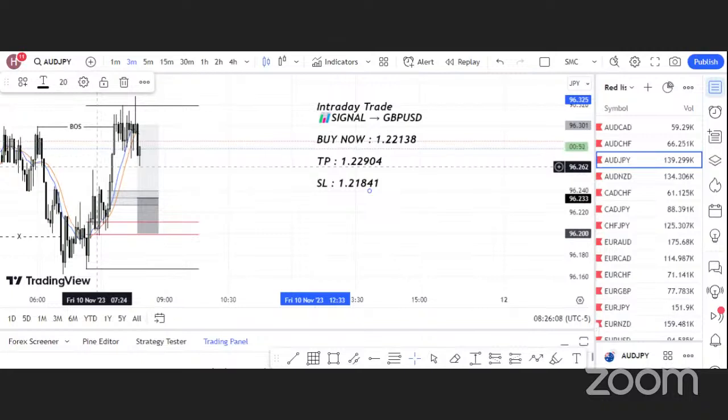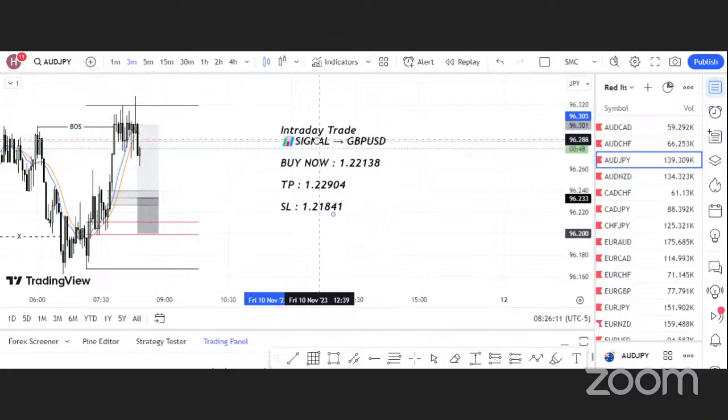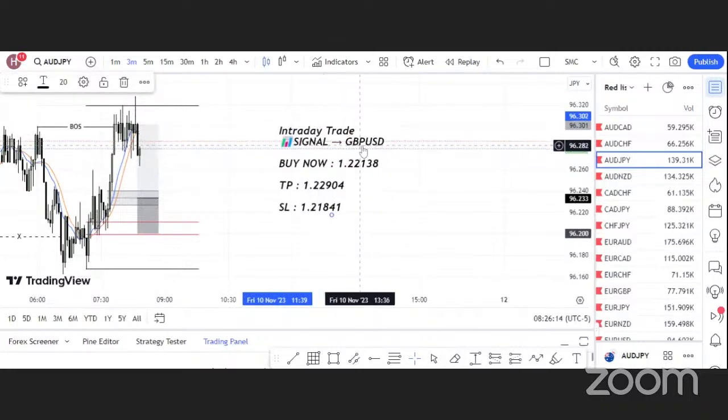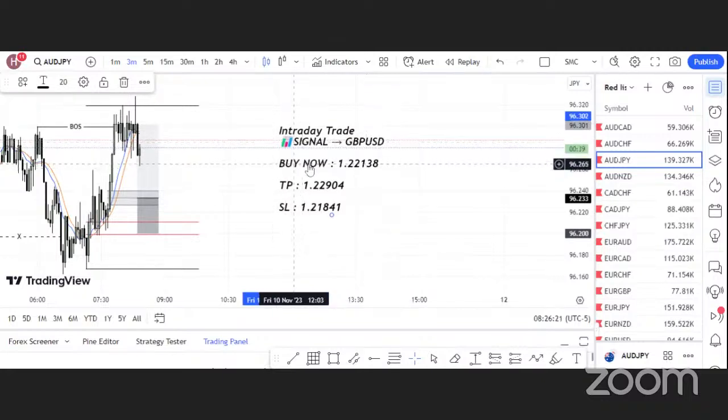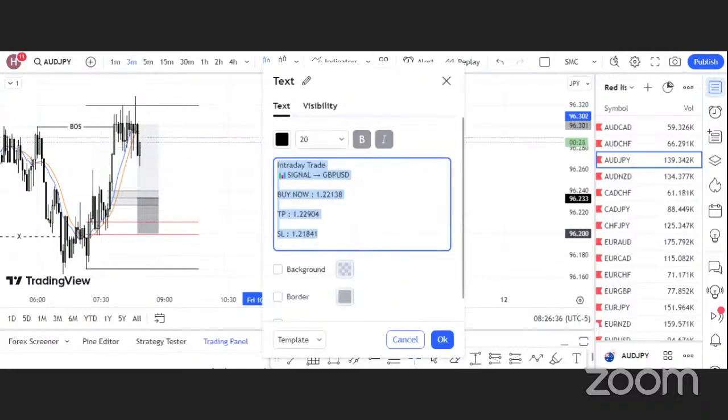I'm sure you've seen this before, where you see signal. Then you have your pair. It can be GBP, USD. It can be Euro, JPY, whatever it is. Then this can be buy or it can be sell now. Then we have TPs. We have SLs. So now what you're expected to do is copy this. Sorry, not this. You only copy this when it is like this, because there's also another signal that comes this way, where you see intraday trade.